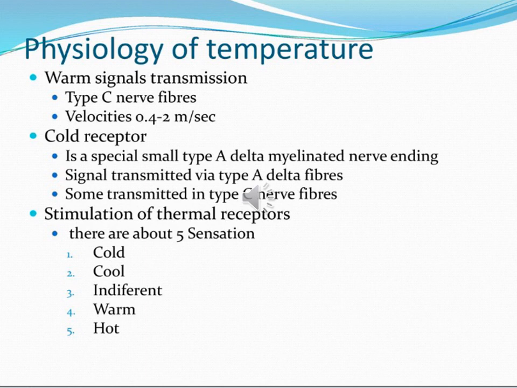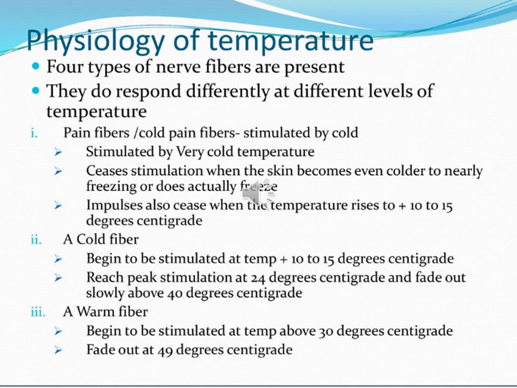Once the thermal receptors are stimulated, one can feel about 5 sensations, which have already been mentioned, and these are cold, cool, indifferent, warm, and hot. The 4 types of nerve fibers that are present respond differently to different levels of temperature. The pain fibers, or the cold pain fibers, are stimulated at very cold temperatures.